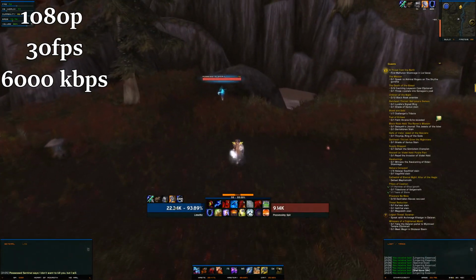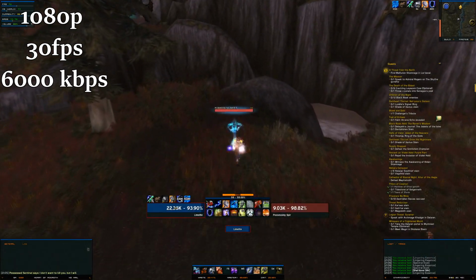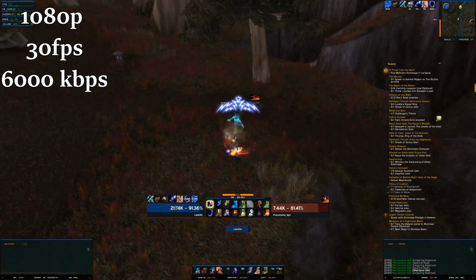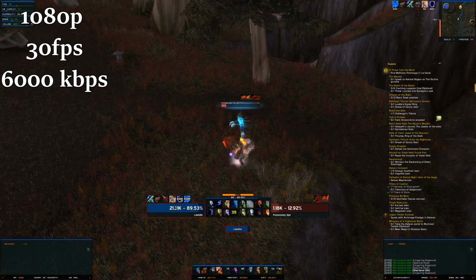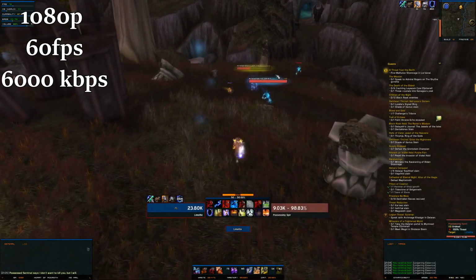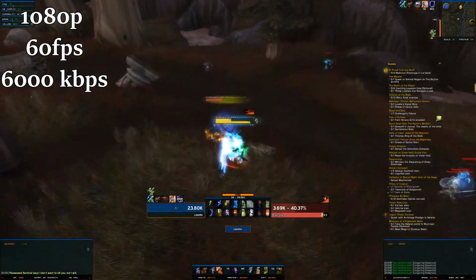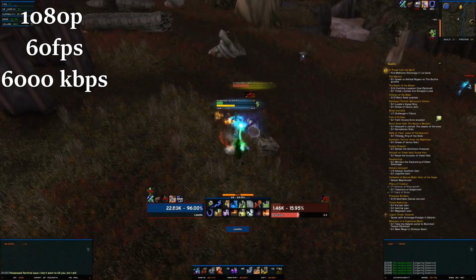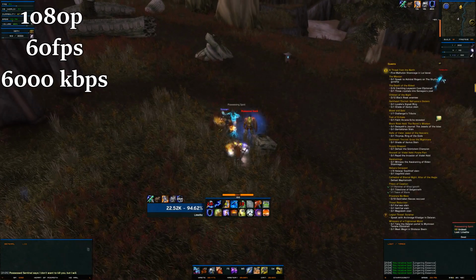But my real recommendation, if you have only 3500 or 4K bitrate to mess around with, 1080p 30 frames per second, or again, like I was saying earlier, you could drop it to 810 and you might even be able to get a good 60 FPS on that.